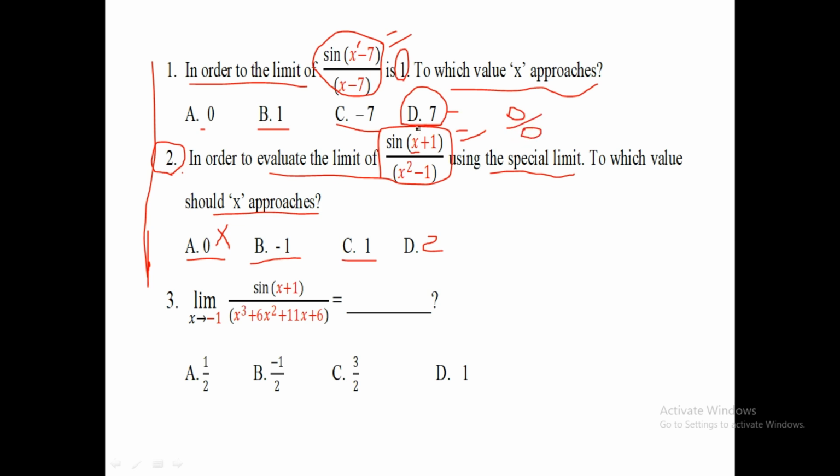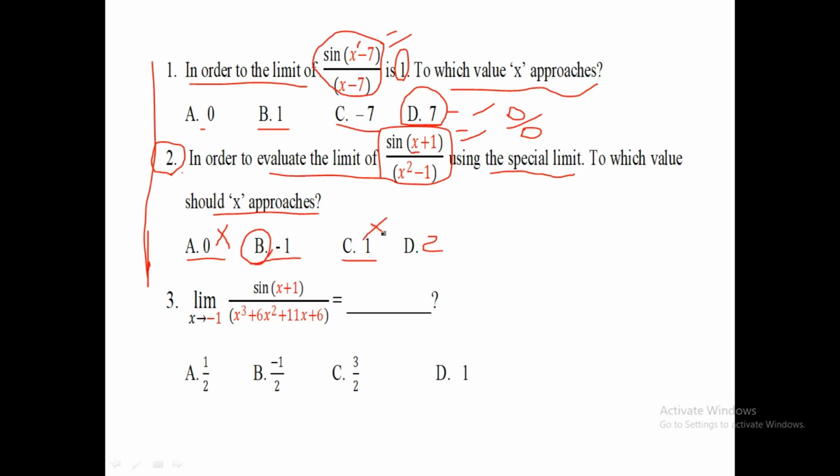Okay, minus 1. Minus 1 plus 1 is 0, then sine 0. And minus 1 squared, 1 minus 1, which is 0. Then this is the final answer. No, this one. B is the answer, but C we can't.